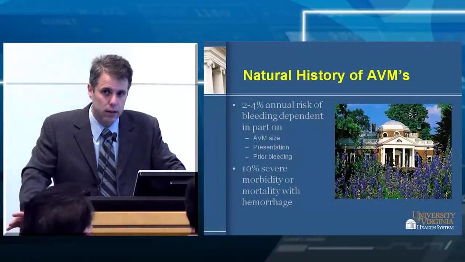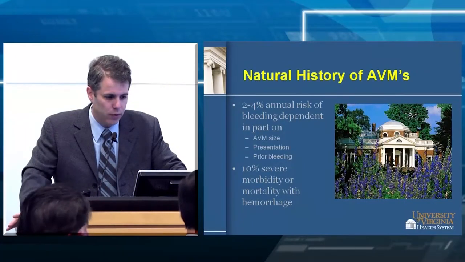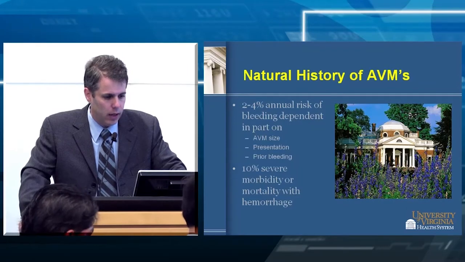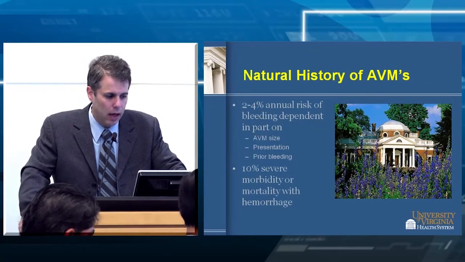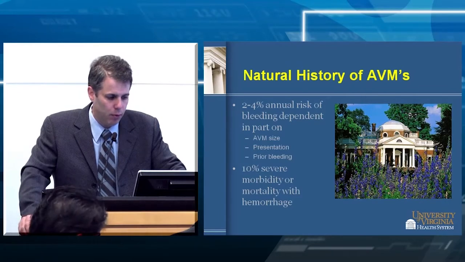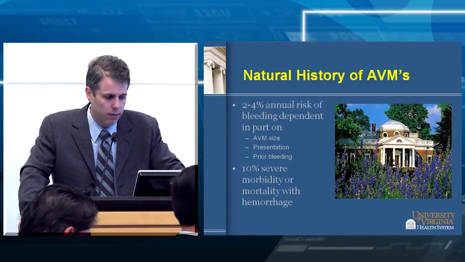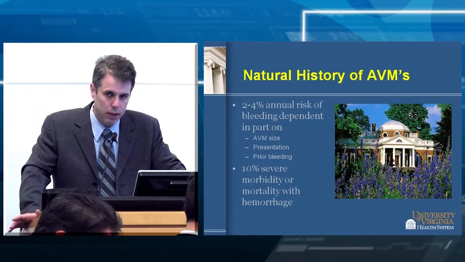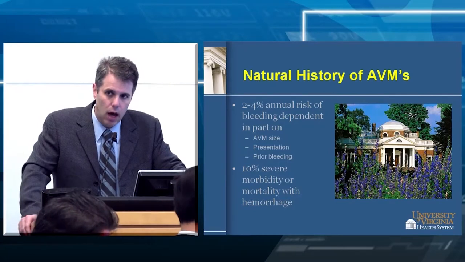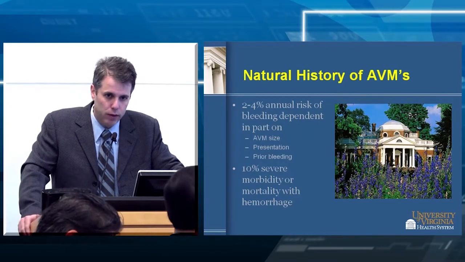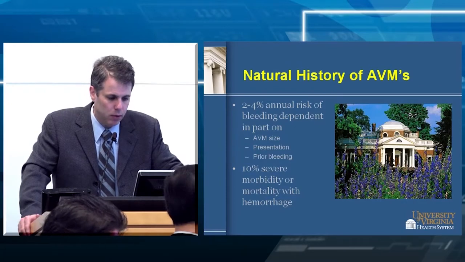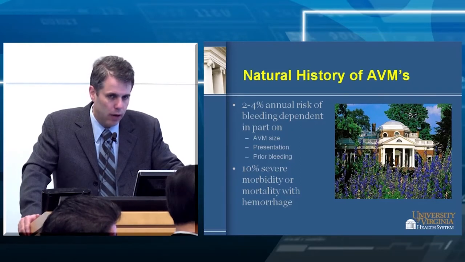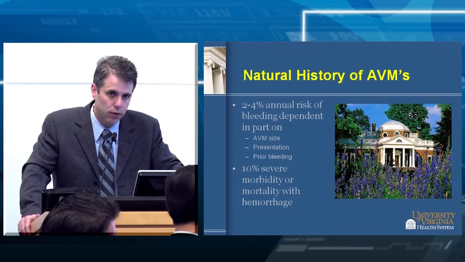Let's initially discuss the natural history of arteriovenous malformations, at least what we understand to be the natural history. There is thought to be a risk of about 3% per year of hemorrhage from an arteriovenous malformation. This has been shown to be dependent upon AVM size, whether or not they present with hemorrhage versus, for instance, epilepsy, and childhood versus adulthood. And certainly that risk of bleeding is increased if you've had a previous hemorrhage.